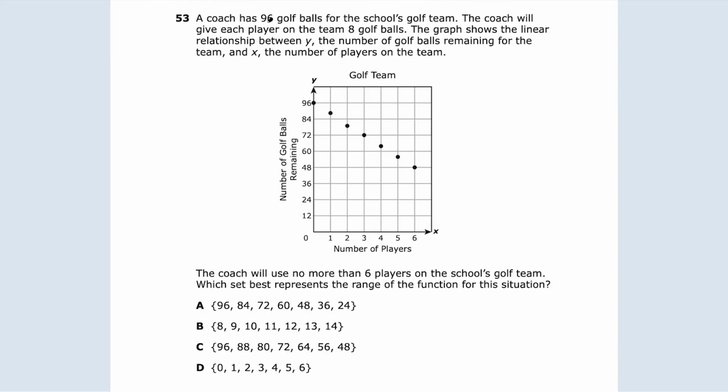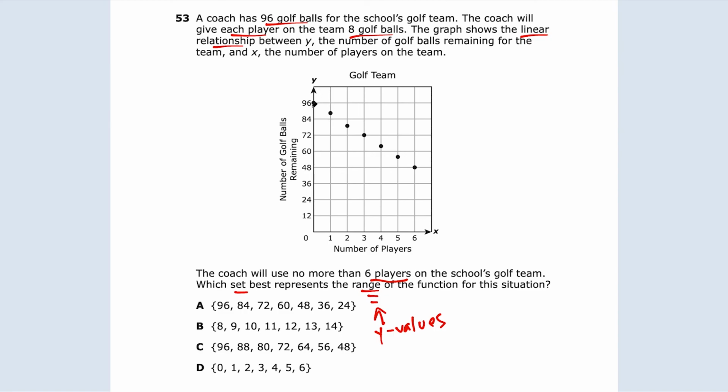Question 53, we have a coach has 96 golf balls for the school's golf team, and the coach will give each player 8 golf balls, and the graph shows the linear relationship between y, the number of golf balls remaining for the team, and x, the number of players on the team. So here we have the actual question. The coach will use no more than 6 players on the school's golf team. Which set best represents the range of the function for this situation? Remember, the range is the possible y values.